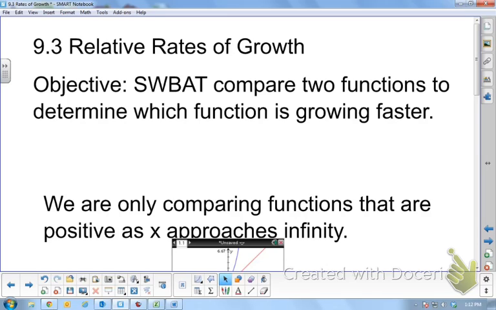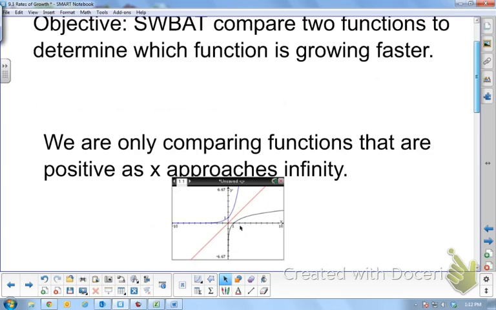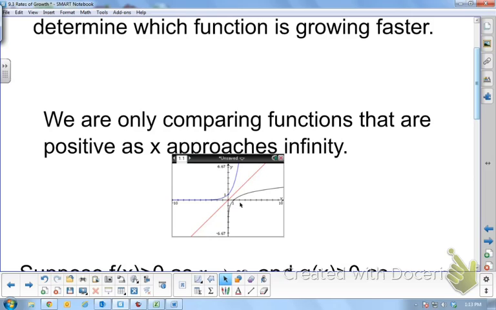And when we go about comparing our functions, we're only comparing functions that are positive as x approaches infinity. So we're only comparing functions that are getting bigger in the positive direction. It can start out negative, the sign starts out negative, but as we go towards positive infinity, it's in the positive direction. It's going up, not down.